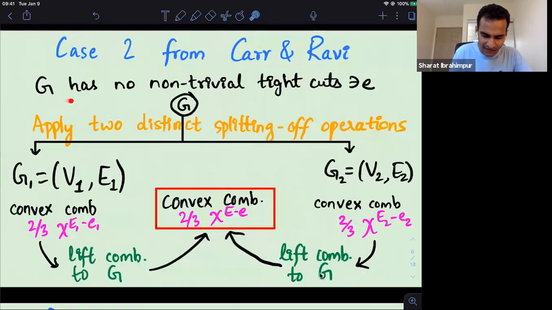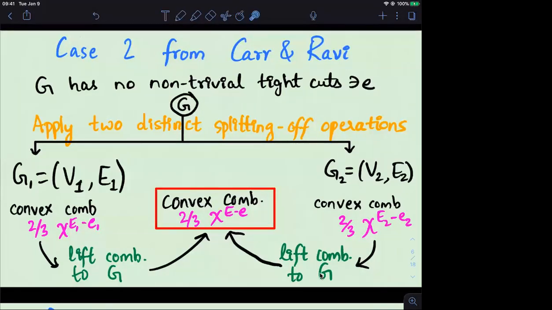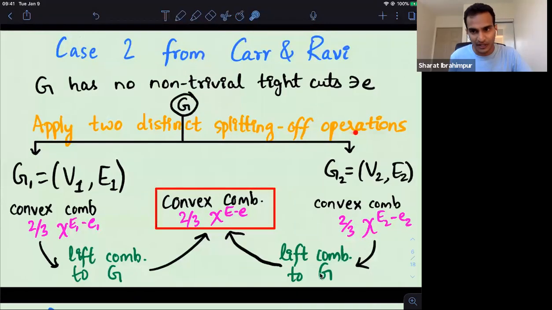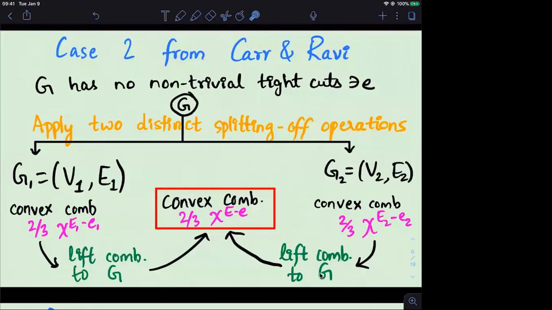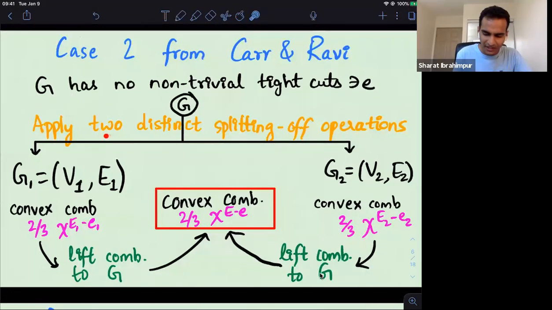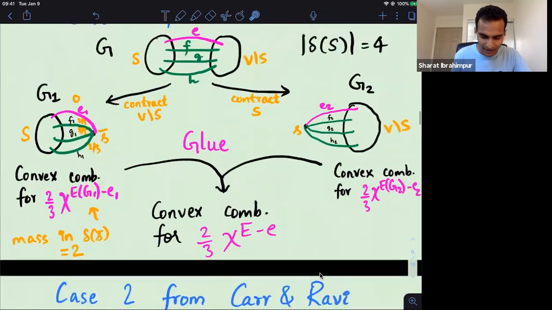So in this case, we have that G has non-trivial tight cuts that contain the edge e. They apply two distinct splitting off operations. I'd like to highlight that in their paper, they don't mention the term splitting off, but essentially this is what they're doing. So they apply two distinct splitting off operations and they obtain two subinstances. The way these splitting off operations work is that a few edges are dropped and some dummy edges are added. So these subinstances G1 and G2 are very different from the ones that you see here.